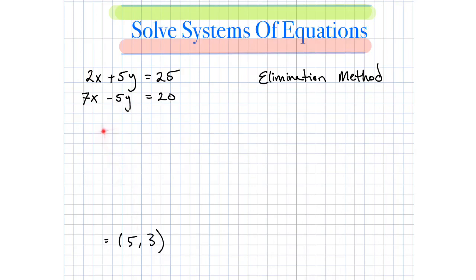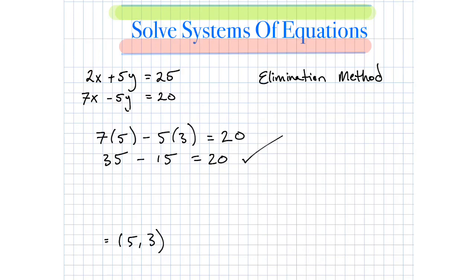Okay, we're going to do the same thing with the bottom equation just to double check, just to make sure we did it all right. So we have 7 times 5 minus 5 times 3. Does that equal 20? 7 times 5 we know is 35, minus 15. Does that equal 20? 35 minus 15, yes, that does equal 20. So we know we got it right.